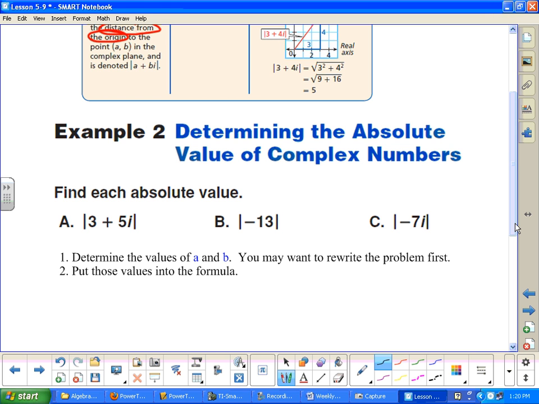So here they want us to find the absolute value of these three complex numbers. And we have two steps for that. First thing we should do is determine the values of a and b. And then we might want to rewrite the problem first so that it's in the form a plus bi, and then put those values into the formula.